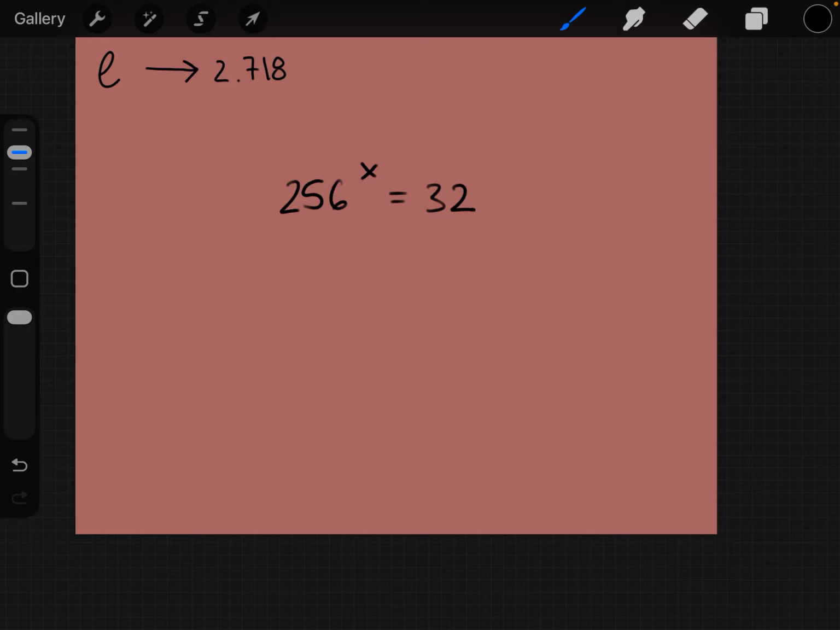So, I know that this is going to be 2 just from looking at it, because 32 is 2 to the 5th power? Yeah. So I know that that's going to be 2 to the 5th power. And 2 to the 8th is 256. Ta-da!